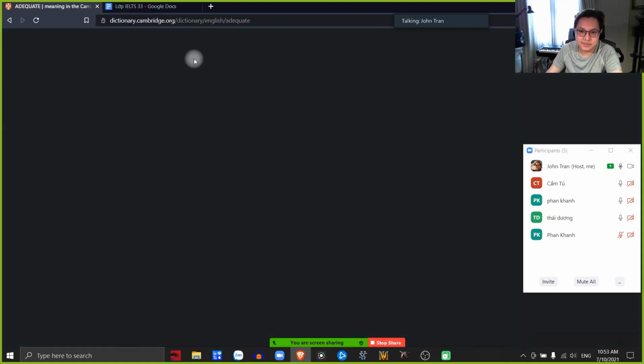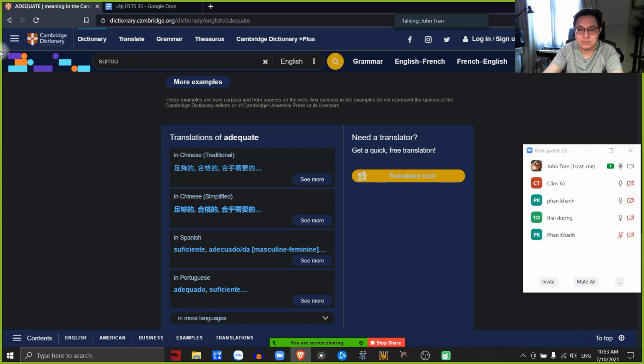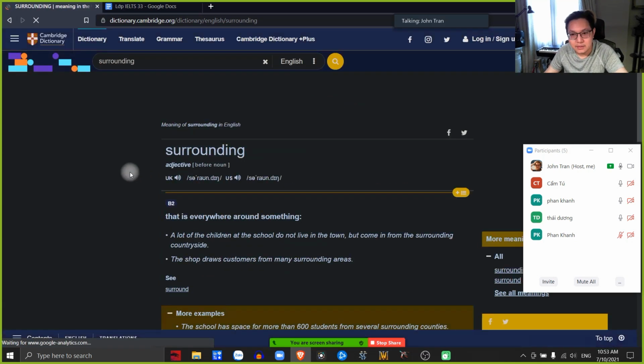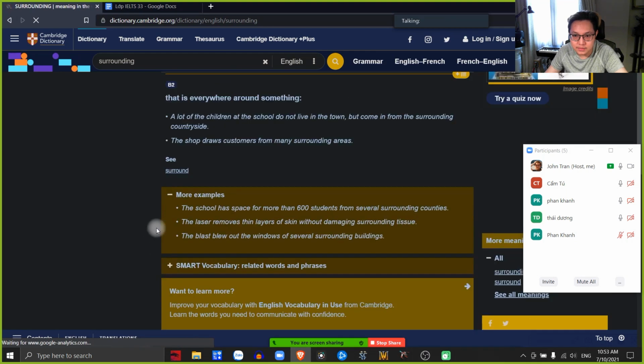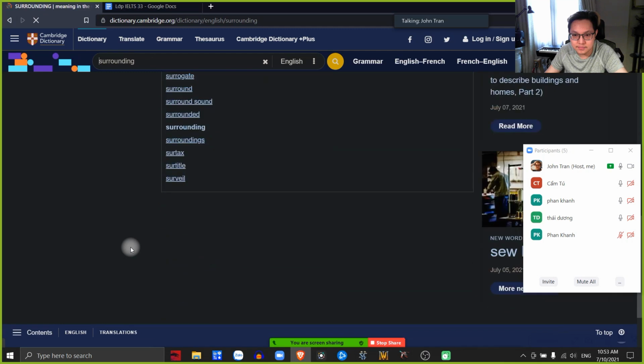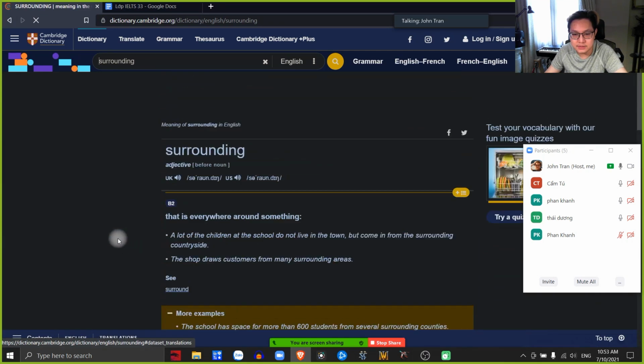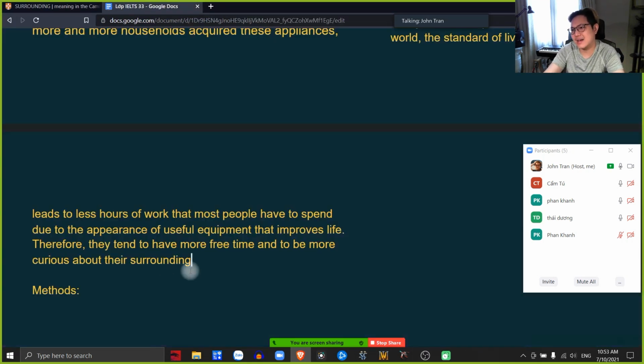Wait, is "surrounding" countable? Cái từ này đếm được không ta? Let's check it out. Surrounding. No, it's a noun, right? Let's just use this as an adjective, surrounding areas. No, let's just use "surrounding" this way. You can use "surrounding" here like a noun. Có thể dùng chữ surrounding này như là dạng danh từ.